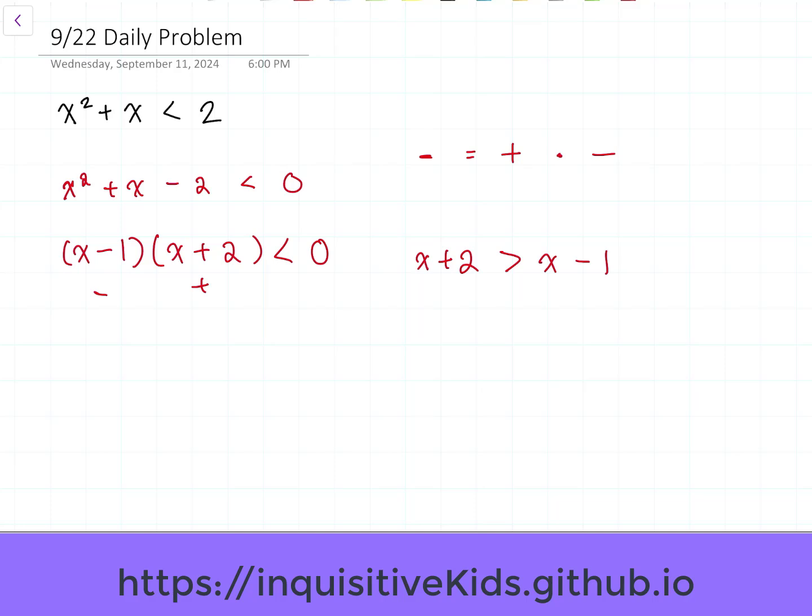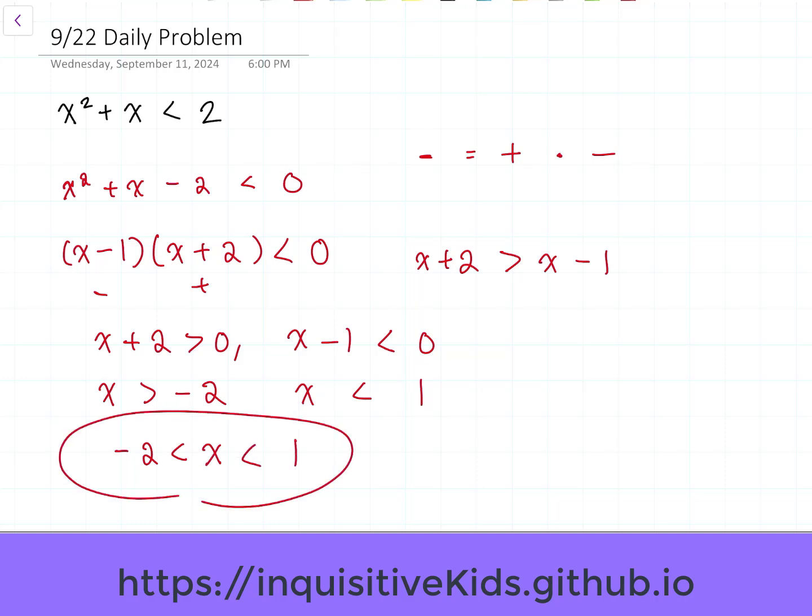So from this we have two new clues. x plus 2 is greater than 0 and x minus 1 is less than 0. Now let's solve. So x must be greater than negative 2 and x must be less than positive 1. So here we are left with the value range of x. x is greater than negative 2 but less than positive 1. And this is our final answer.